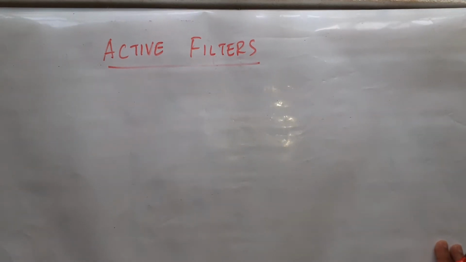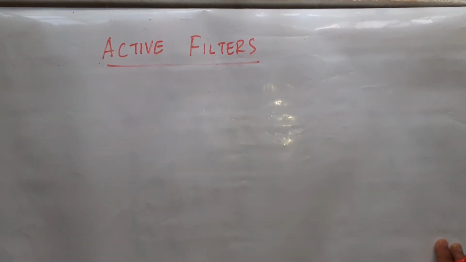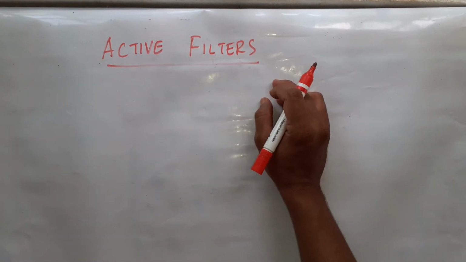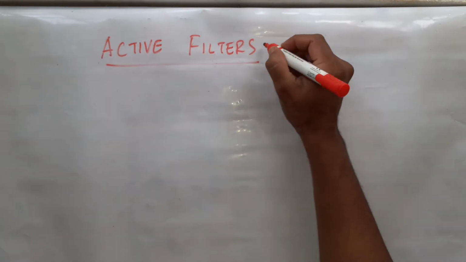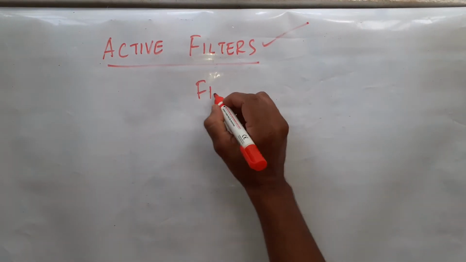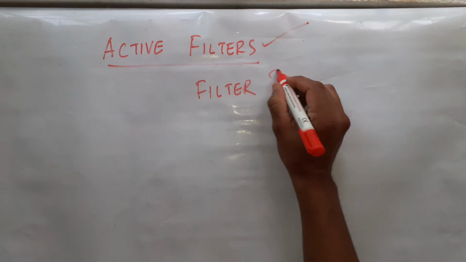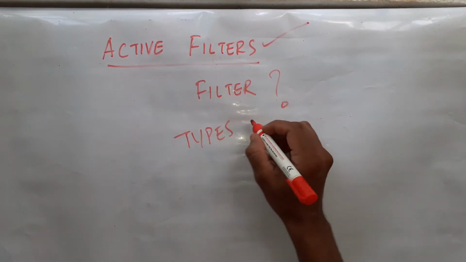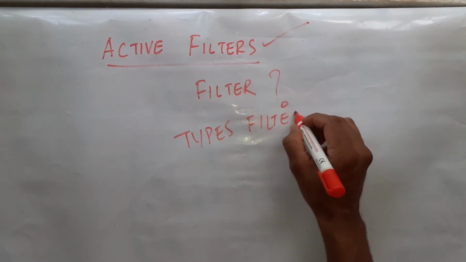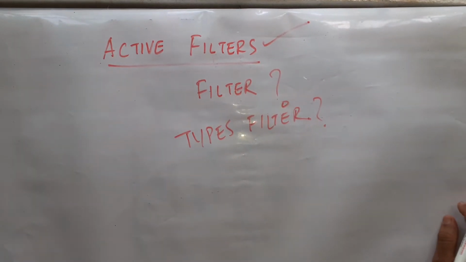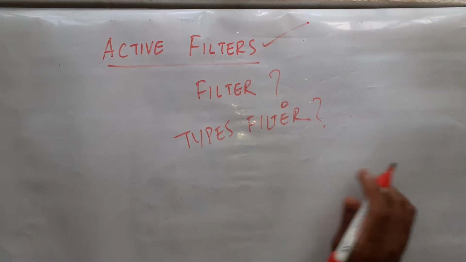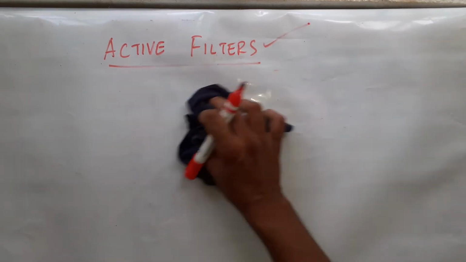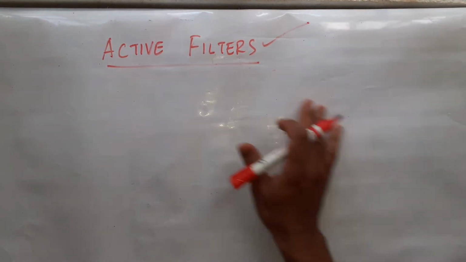Now here in active filters, we make use of operational amplifiers. Before going into active filters, let me give a brief explanation about what filters are. What is a filter, and the types of filters. These two things we'll understand today. Now, what do you understand by this term filter?